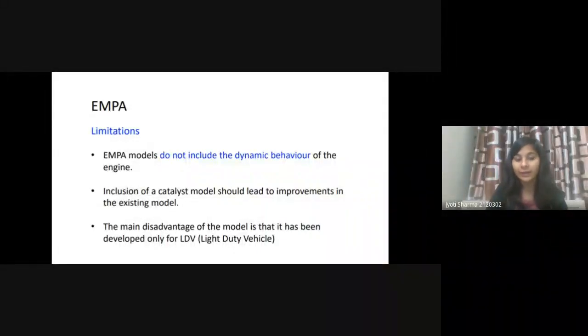Then, the inclusion of a catalyst model should lead to improvement in the existing model. Yes, this is again right. And the third, the main disadvantage of this model, is that it has been developed only for light duty vehicles. But right now on our roads we have heavy duty vehicles, two-wheelers, four-wheelers, buses. So different types of vehicles are on the road, and this is only for light duty vehicles. Then obviously this will be a disadvantage when you use that EMPA.